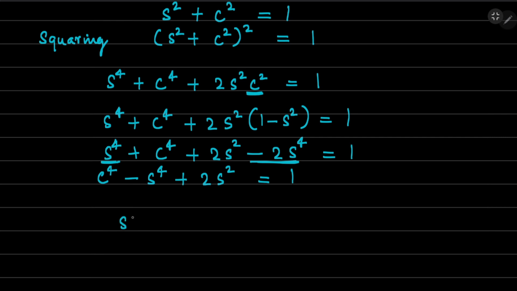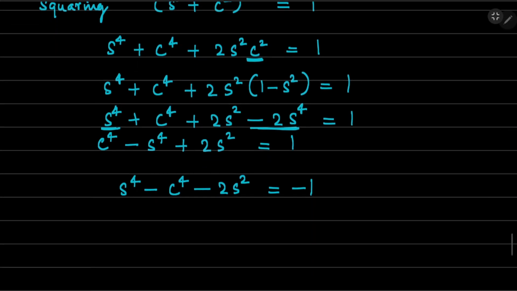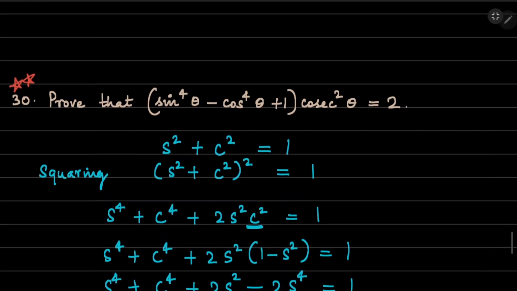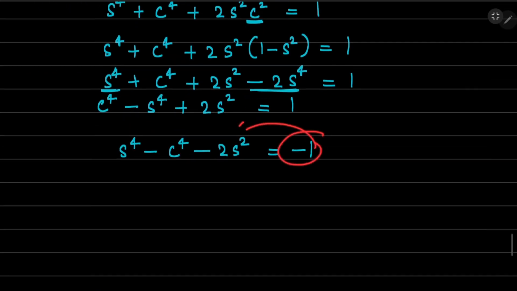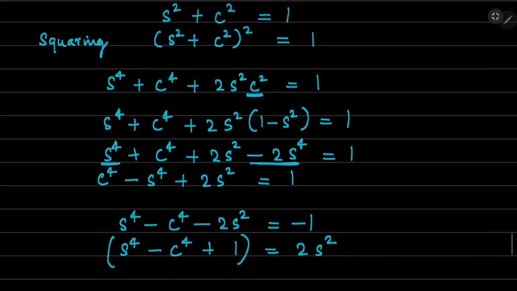Okay, so what do I get? Sine to the power 4 minus cos to the power 4 minus 2 sine square is equal to minus 1. Clear? Okay, now I need this term, sine to the power 4 minus cos to the power 4 plus 1. So I'll bring this minus 1 to this side. So what do I get? Sine to the power 4 minus cos to the power 4 plus 1 is equal to, I'll take the minus 2 sine square to the other side, so it will become 2 sine square. Okay, so this is something which we have got.